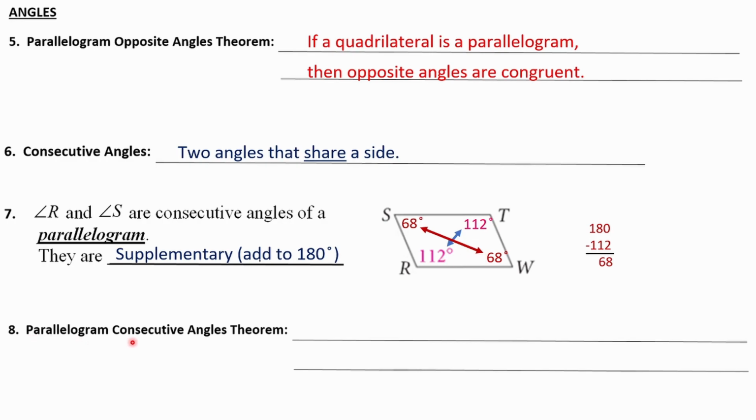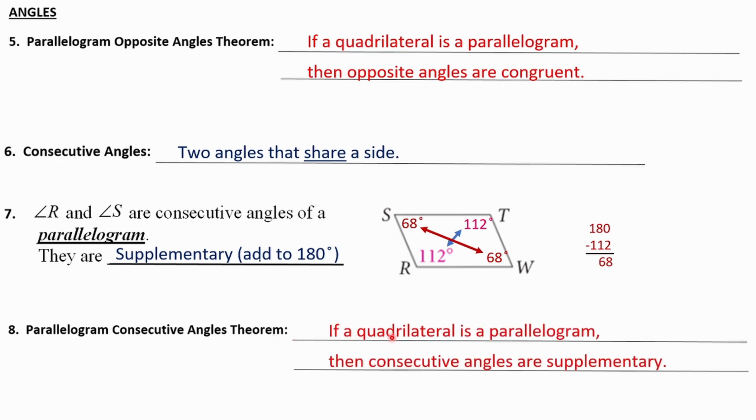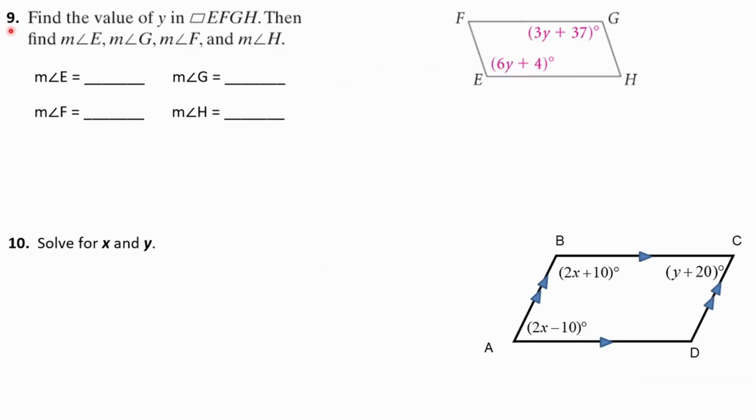So this all put together gives us our parallelogram consecutive angles theorem, which states that if a quadrilateral is a parallelogram, then consecutive angles, angles that share a side, are supplementary. They add to 180.